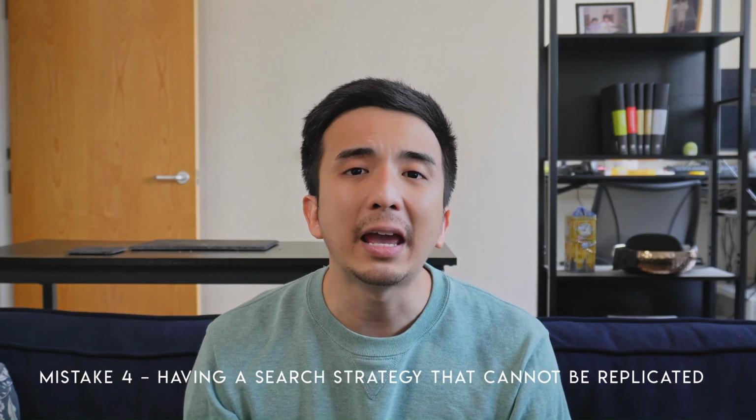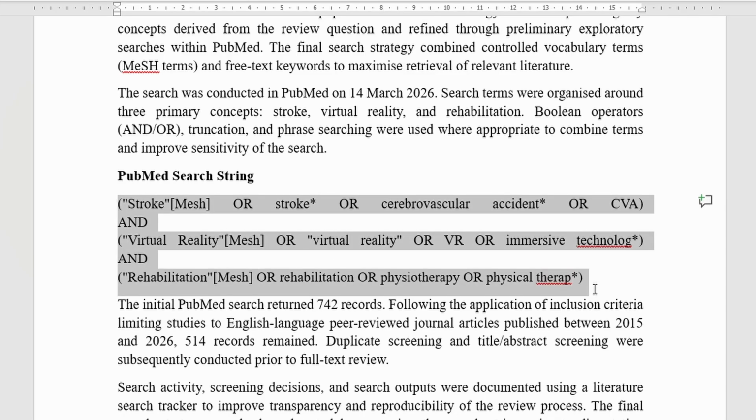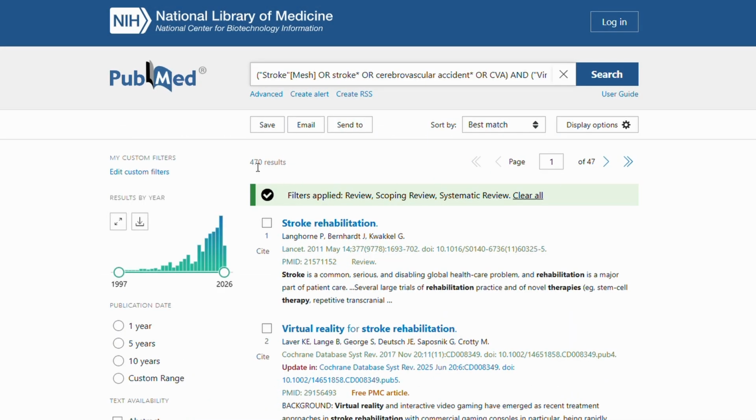Mistake 4, having a search strategy that cannot be replicated. One of the defining characteristics of strong literature reviews, especially systematic and scoping reviews, is transparency. Another researcher should theoretically be able to follow your processes and understand how you've arrived at your final set of papers. As a marker, this is how I test this. I will copy and paste the student's declared search string and see if I can get the same numbers as they do, or at least close to that.